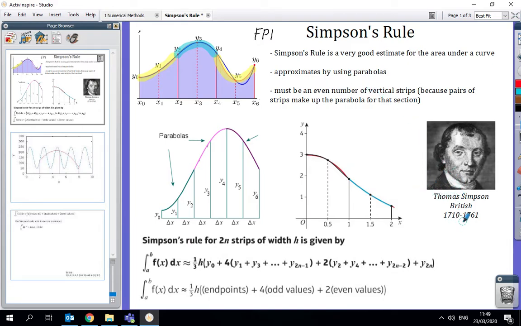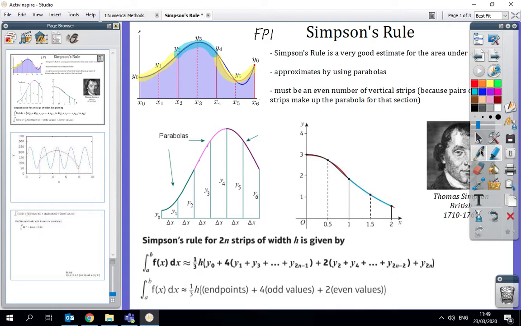So here is a picture of Thomas Simpson, the British mathematician who was alive in the 18th century. The way that we use Simpson's rule, where there are 2n strips of width h, so here this is 6 strips, so we would say that n is 3, is to find a rough numerical approximation of the integral of the curve between a and b. You do a third multiplied by h, where h is the gap between them. In this one the value of h would be 0.5. And then you have the endpoints, 4 times the odd values and 2 times the even values.